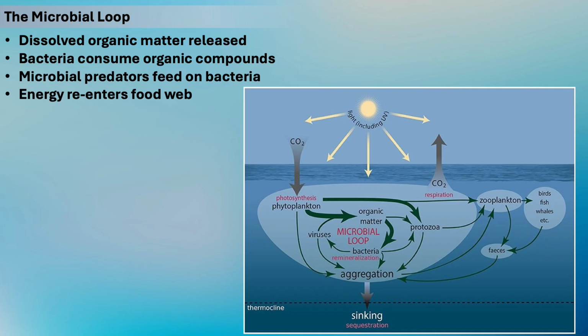What is important here is that the microbial loop represents a recycling pathway that retains both energy and nutrients within the surface ocean. Instead of organic matter being lost rapidly to deeper waters through sinking, the microbial loop allows that material to be reused multiple times. This process is especially important in oligotrophic, nutrient-poor regions, where external nutrient supply is limited and ecosystems rely heavily on internal recycling to sustain productivity.